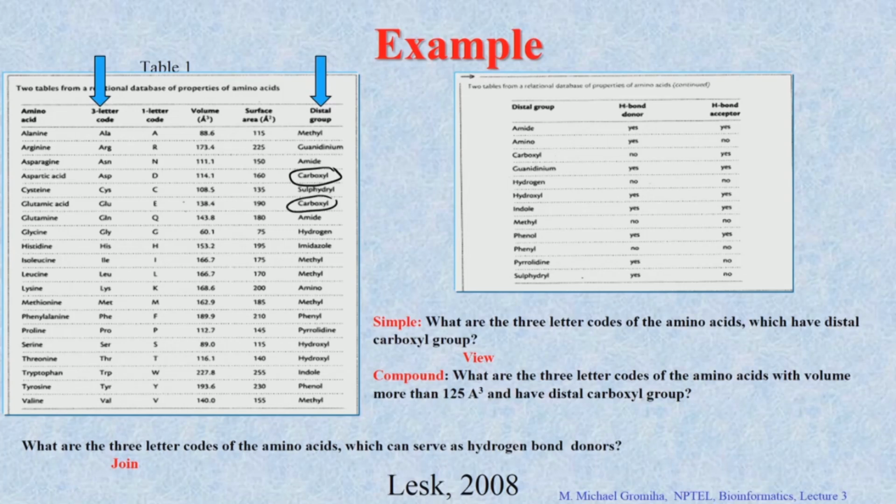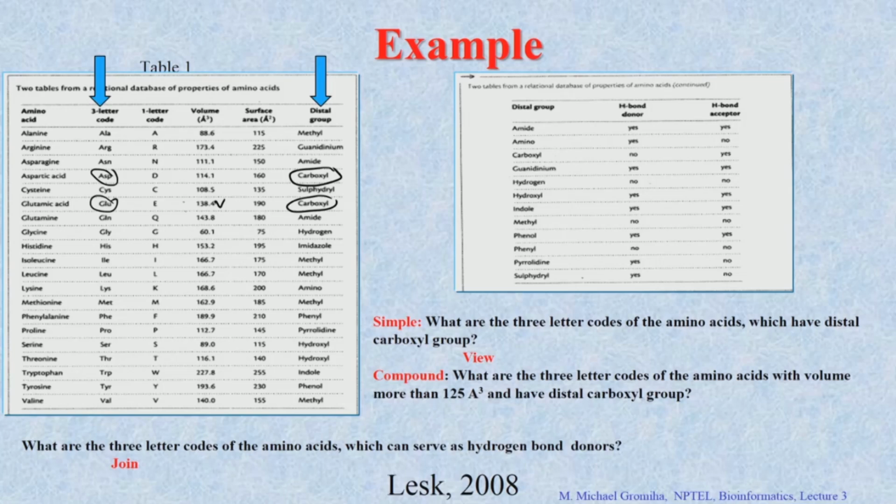Now the question is, what are the 3-letter codes of these amino acids? Then where do you have to look? The 3-letter code, second column. So this is aspartic acid and glutamic acid, that is fine. Now the second question is a compound question: what are the 3-letter codes of amino acids with volume more than 125 angstrom cube and which have a distal carboxyl group? So what is the answer? The volume should be more than 125. So which is the answer? This one, right? This is more than 125. Fine. So you get this information from table 1.